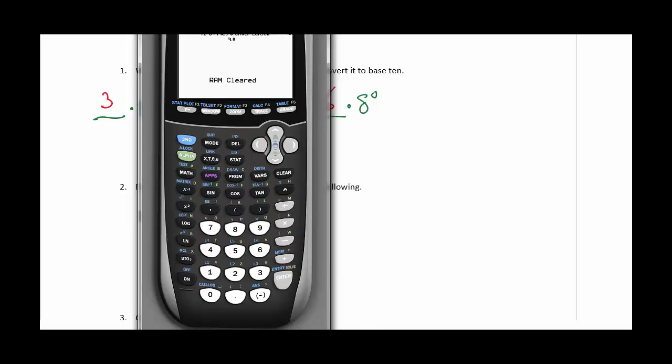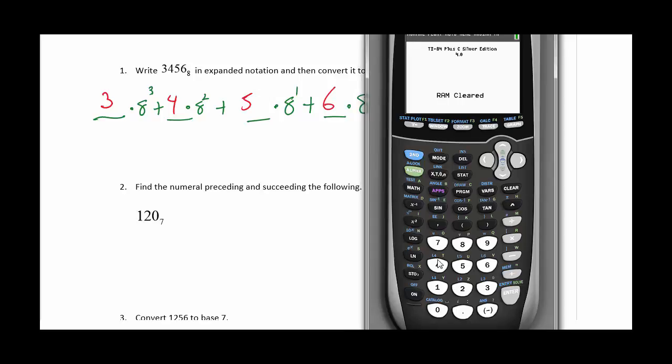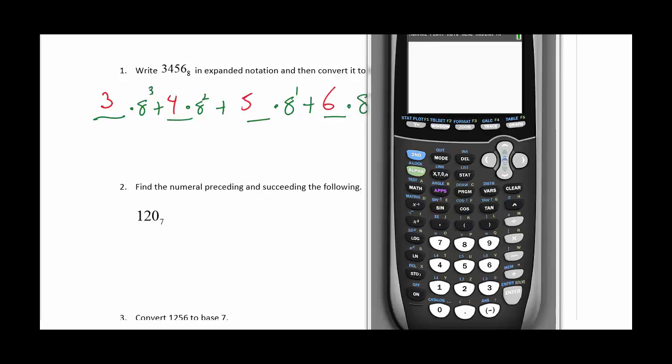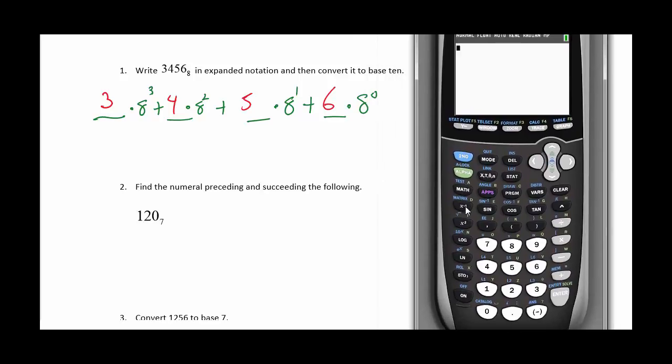Okay, so turn your calculator on. Kind of scroll this one over. Make sure I see the whole thing on the screen.